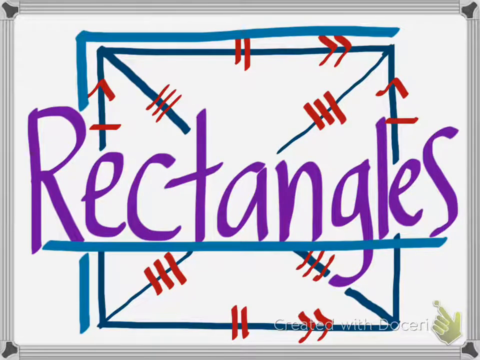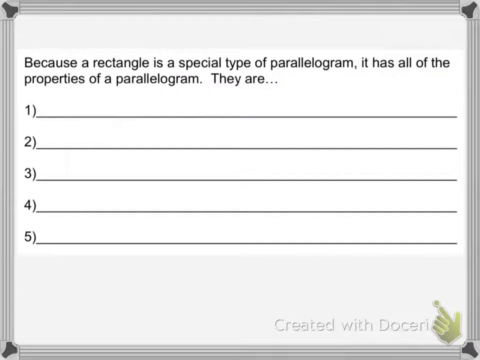Hi students! Today we will learn about a second type of quadrilateral, and that is rectangle. So let's go back to parallelogram. That's the quadrilateral type that we've already talked about, as well as all of its properties.